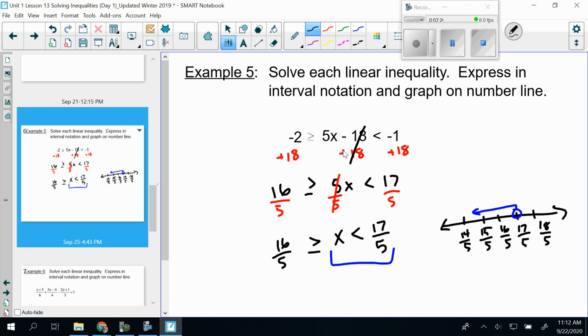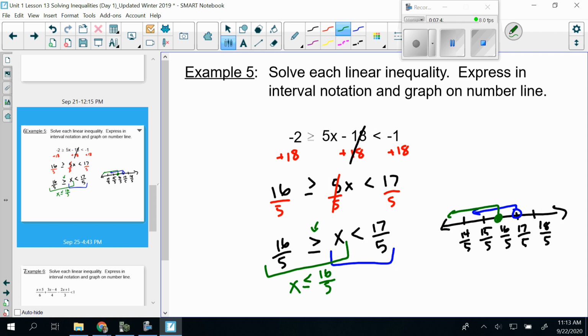Now let's look at the other one here. If we're looking at this part, that means 16 fifths is greater than x, or if we were to switch these two things around, because that's usually the way we see it with x on the left, the inequality sign's pointing at the x. So this is saying all the numbers less than 16 fifths and equal to, it should be that.